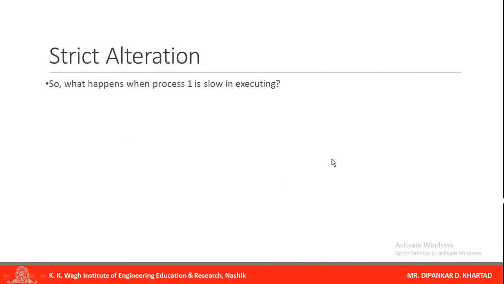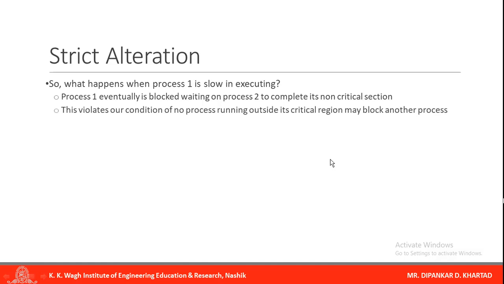So what happens when process 1 is slow in executing? Process 1 eventually is blocked, waiting on process 2 to complete its non-critical section. This violates our condition that no process running outside its critical region may block another process. So this violates the rule.